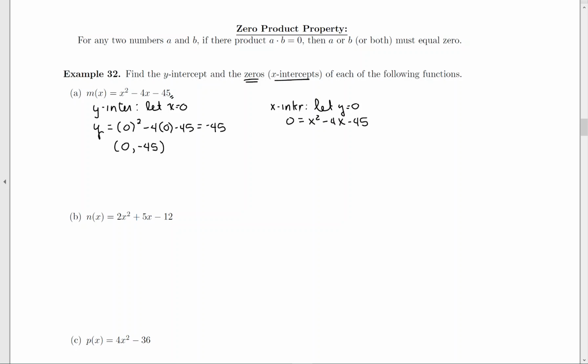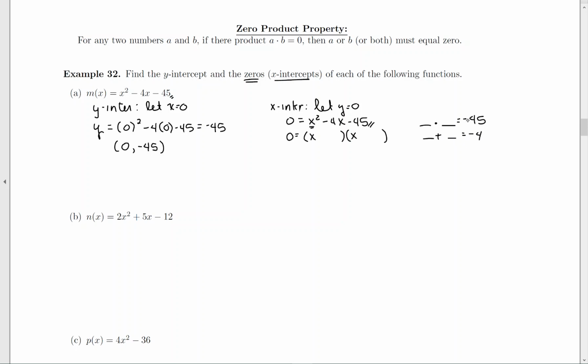So factoring involves the reverse FOIL method here. So 0 equals, there's no term in common that I can factor out, so I'm going to write down my two sets of parentheses. You can think about what two terms multiply to x squared, and that would be x times x. Then you look at the last number and consider what multiplies to negative 45, but then what adds to negative 4. So you've got to come up with the right combination there.